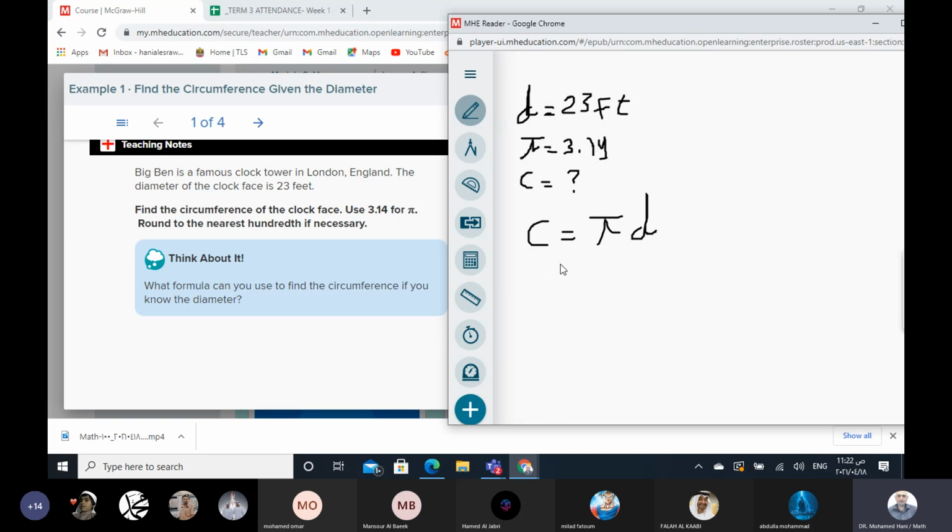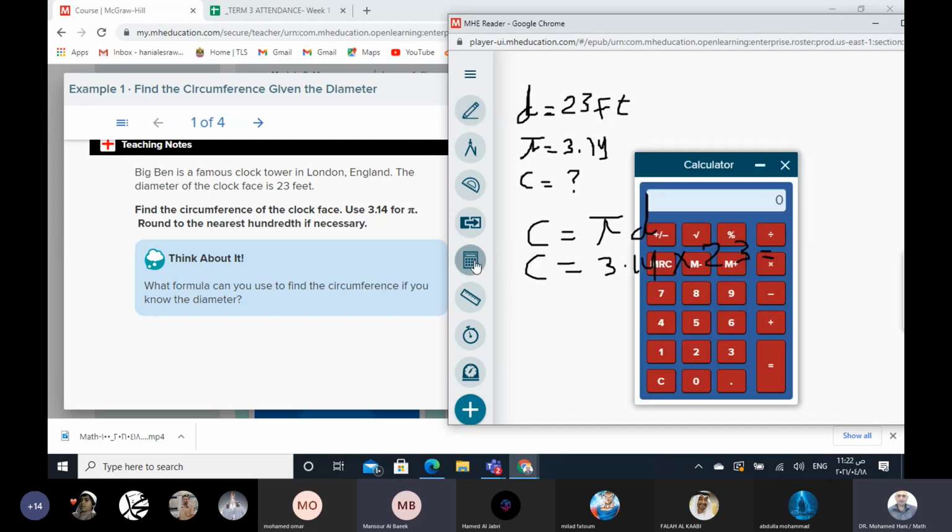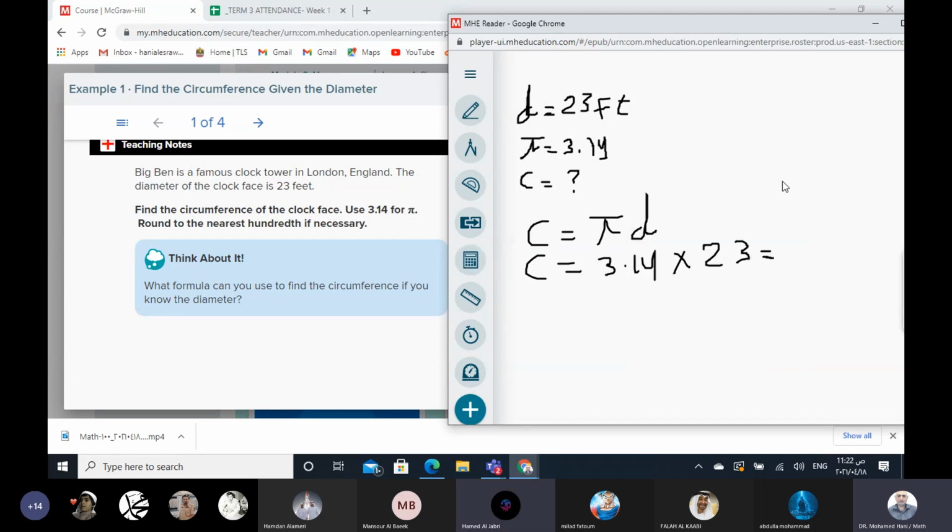Substitution now. C equals the value of pi, 3.14, times the value of D, which is 23. So the answer is 72.22 feet.